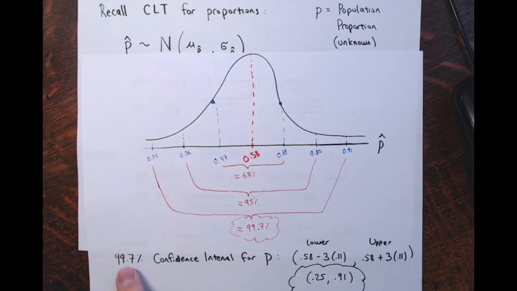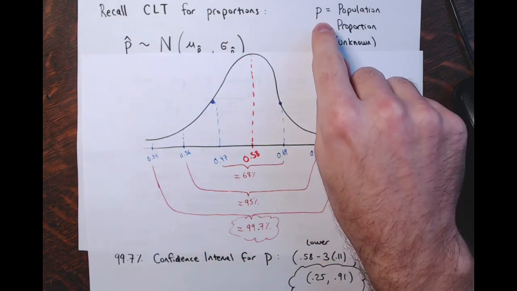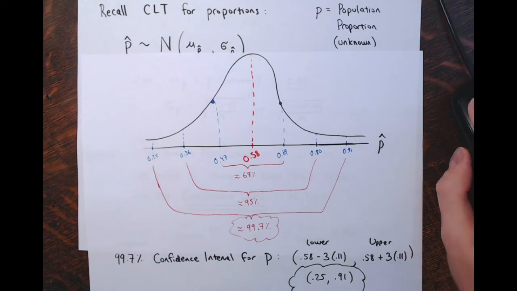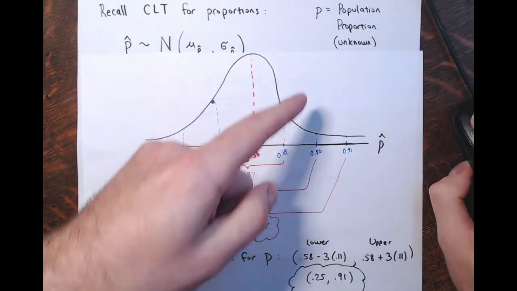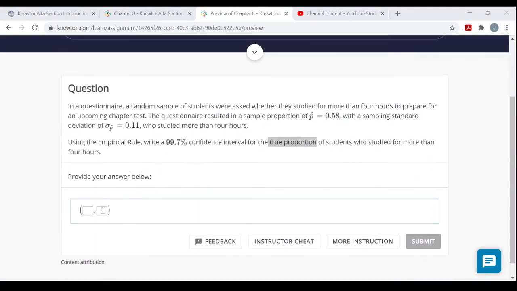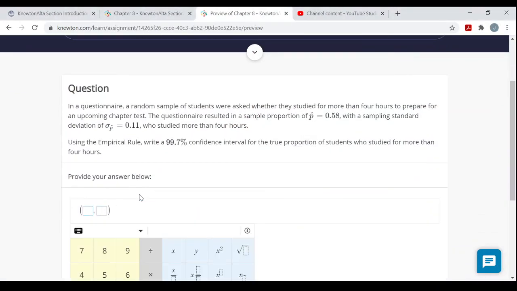But here I'm saying that I'm 99.7% confident that the true value of P, the population proportion, is somewhere between 0.25 and 0.91. That's all we're saying here. We don't know what P is, but I'm pretty sure it's somewhere in here. So back here, that's what I'm entering. Lower bound we said was 0.58 minus 3 standard deviations, so 0.25. And then the upper bound was 0.58, our point estimate, plus 3 standard deviations.